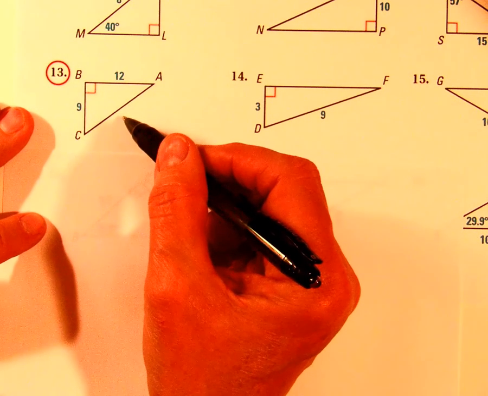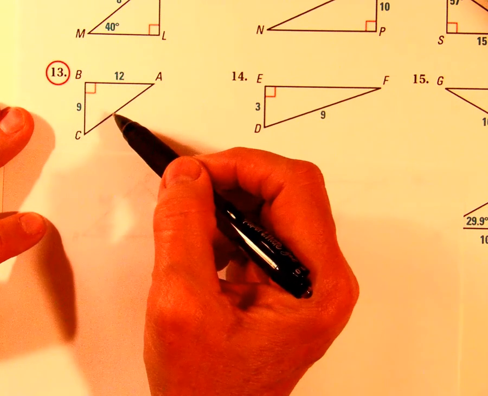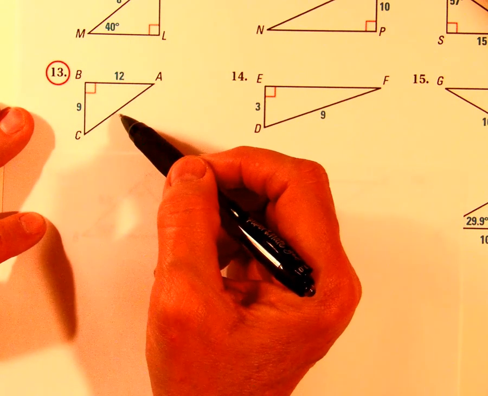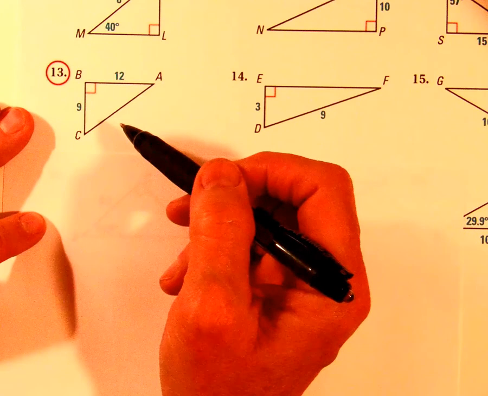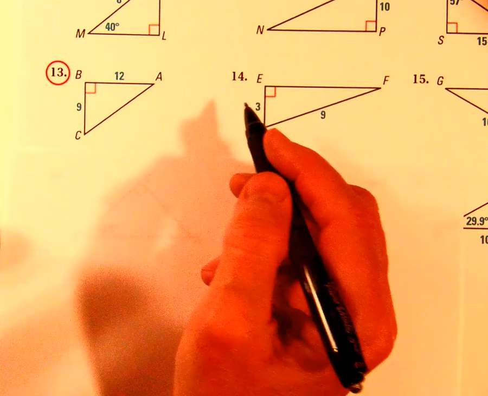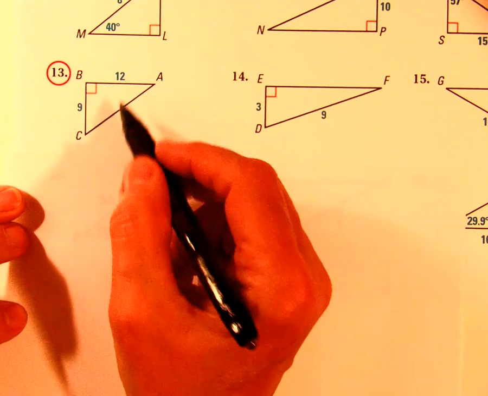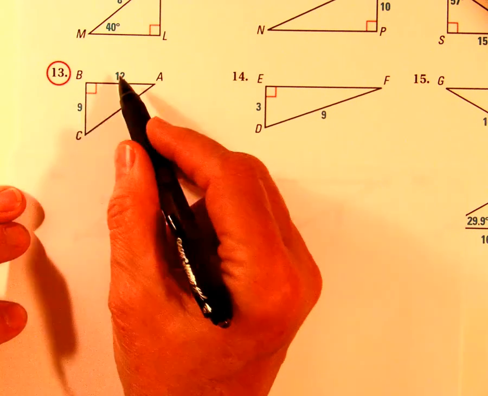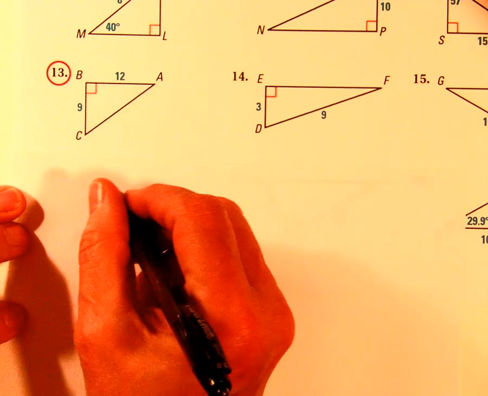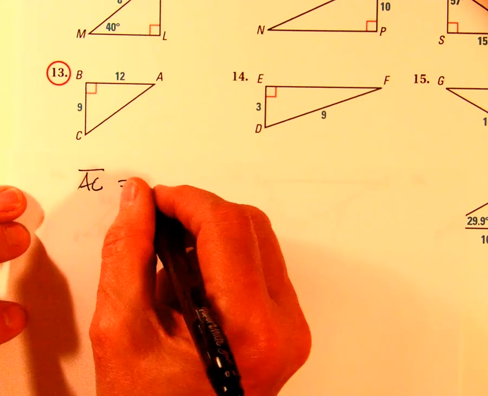That's the Pythagorean theorem. 12 squared plus 9 squared equals c squared. And if you look at that real close, you don't even have to work it. Tell me why you don't really have to work it. Because it's a Pythagorean triple. Divide by 3. 3, 4, 5. 3 times 3, 4 times 3, 5 times 3. The missing side length AC is 15.